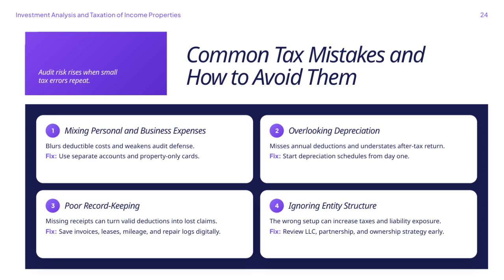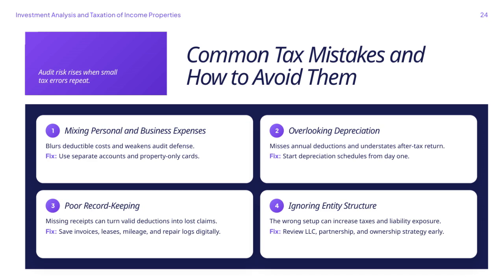and organized. Second, overlooking depreciation means missing out on important annual deductions and understating your after-tax return. To avoid this, set up your depreciation schedule starting from day one. Third, poor record keeping, like missing receipts, can turn perfectly valid deductions into lost opportunities. A good fix is to save all invoices, leases, mileage logs, and repair records digitally for easy access and proof.